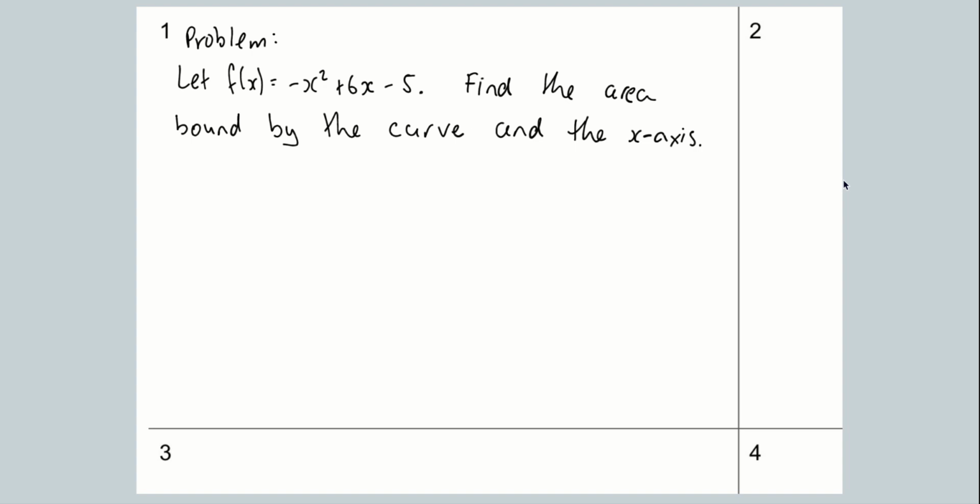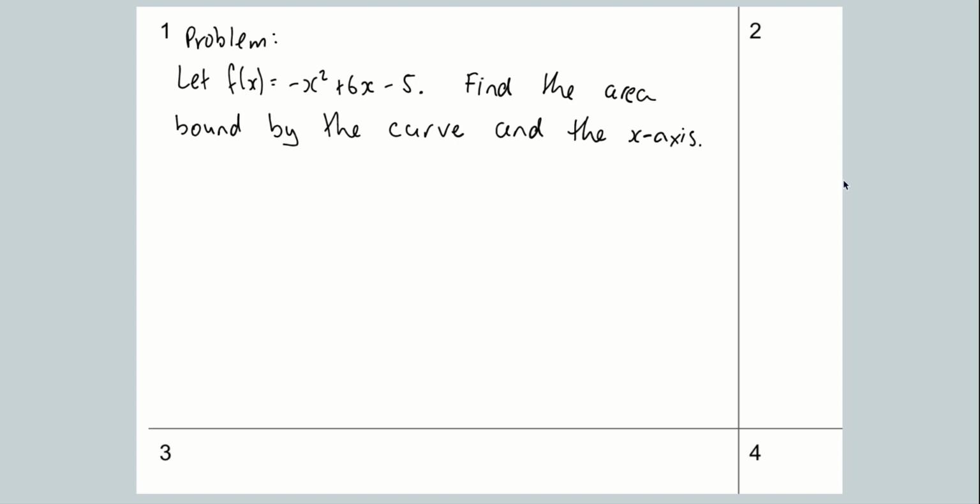Hi everyone, in this video we are going to have a look at this problem here, a bit different from what we've done in the past, but just a matter of unpacking it. So we've been given a function f of x equals negative x squared plus 6x minus 5, and we're given the instruction to find the area bound by the curve and the x-axis. Bound by the curve and the x-axis.